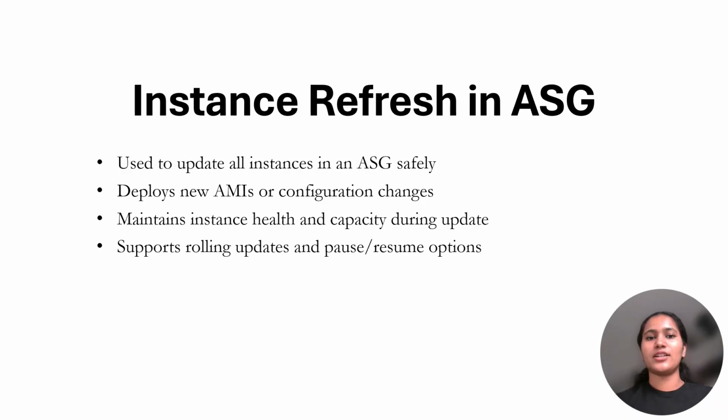AWS then gradually replaces old instances with the new ones, one batch at a time, while ensuring the group stays healthy and within desired capacity. It also allows pausing or rolling back if an issue occurs, making updates more reliable and automated. So, this is what instance refresh is in ASG. Let us move forward to the next slide.